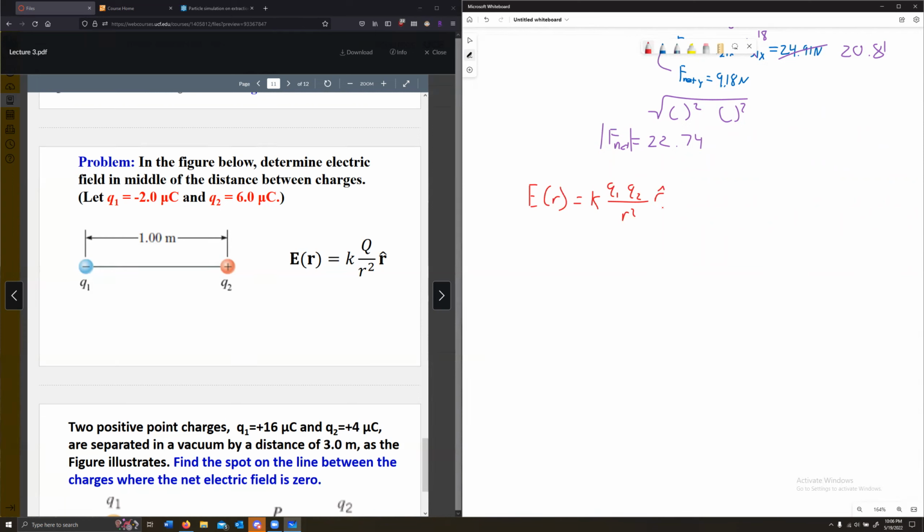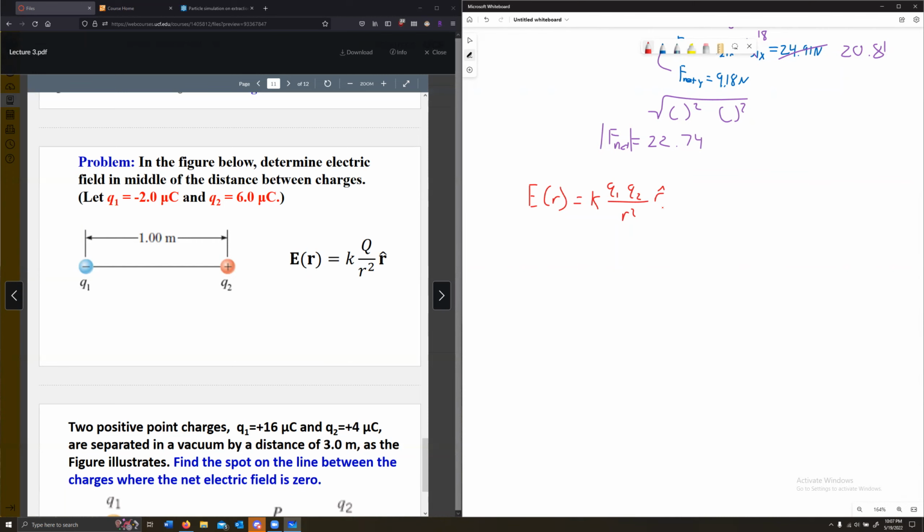I'm assuming when we're talking about electric fields, we always have to assume that the point is positive, and then it goes towards a negative charge. Yeah, okay.